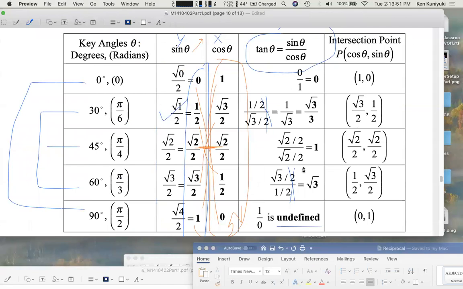All right. Now, what about the reciprocal values? And what's the deal with these intersection points on the unit circle? We'll talk about those next time.